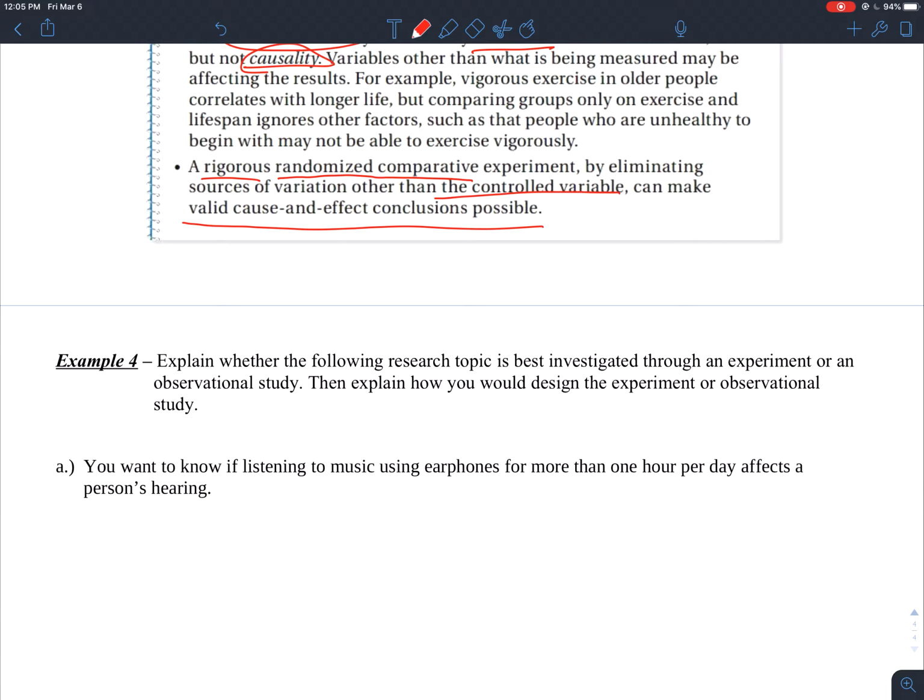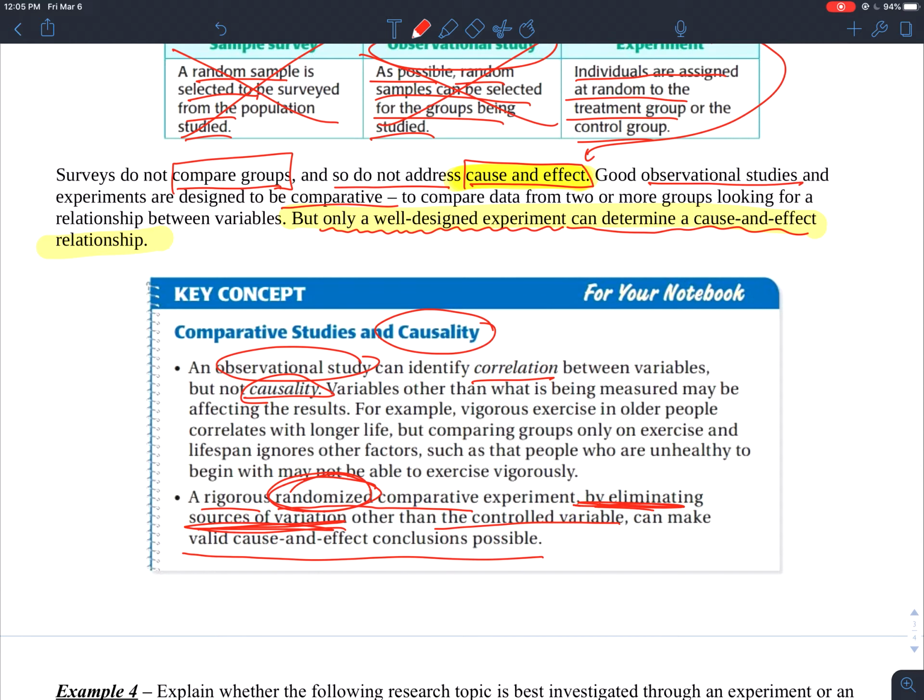Eliminating sources of variation. So if I make the groups roughly the same, then they're not varying much from each other. That's what randomized assignment does. And therefore, in the end, I can say, well, the groups were roughly the same. The only thing that's different in the end is how they responded to this treatment. Hopefully, that's what you're hoping to see. So, just remember, only a randomized comparative experiment gives me causation. That's it. Observational studies and sample surveys don't do that.